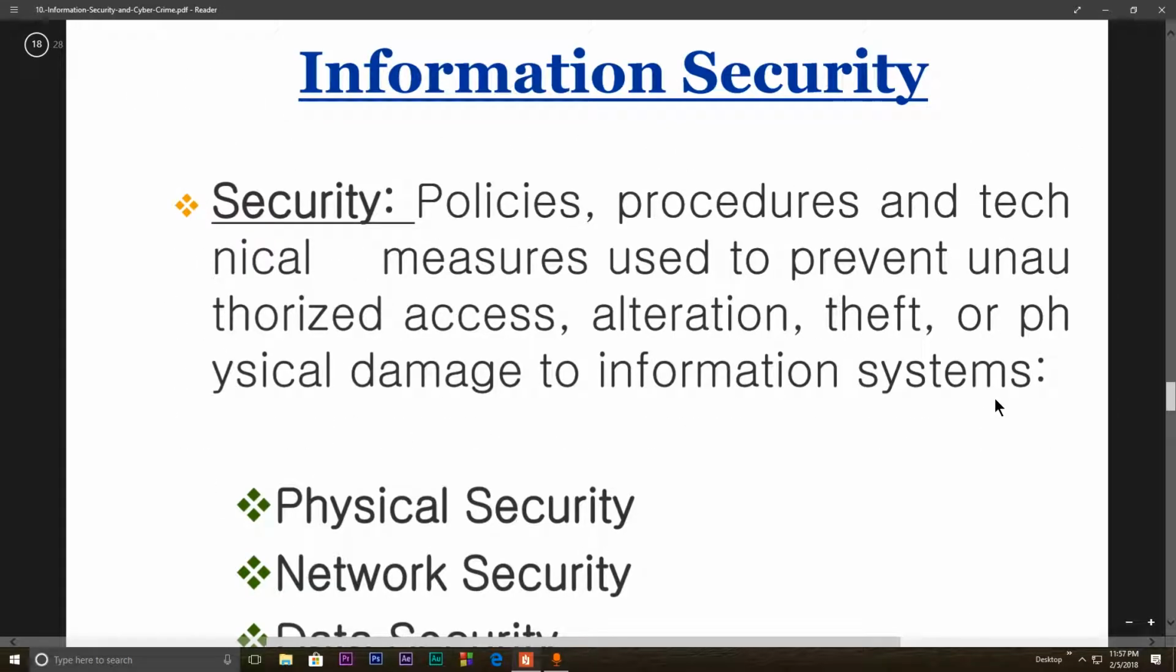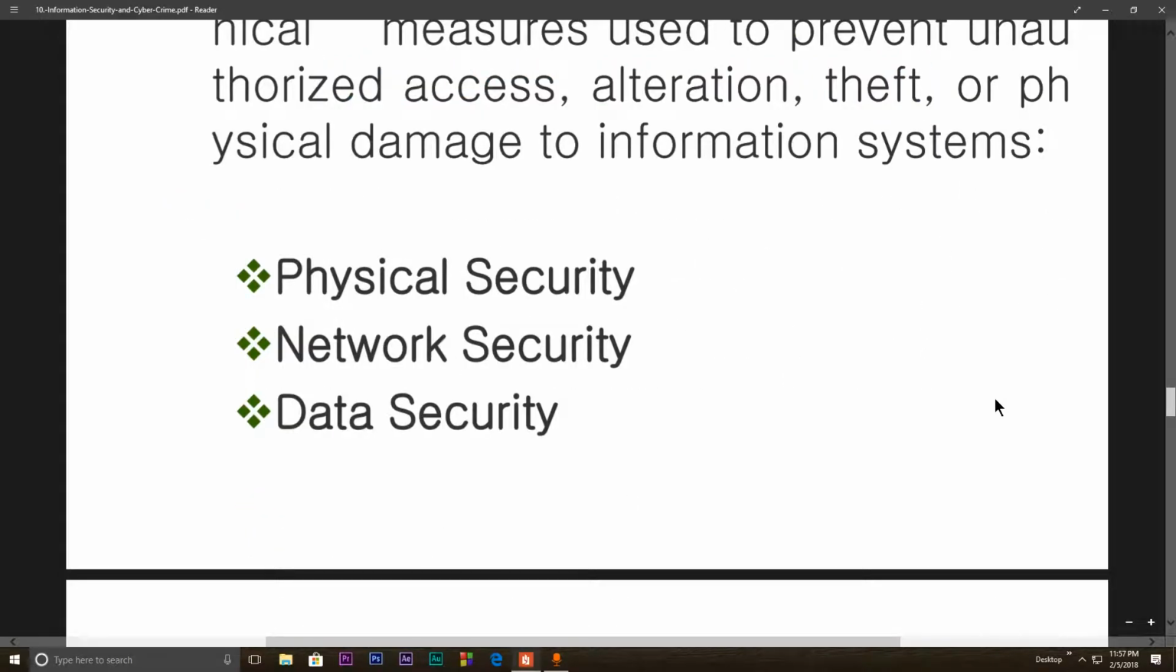Now let's talk about security. Security is the policies, procedures, and technical measures used to prevent unauthorized access, alteration, theft, and physical damage to information systems. We have physical security, network security, and data security. Network security is very important because this is where many people are connected via a server to all the clients.